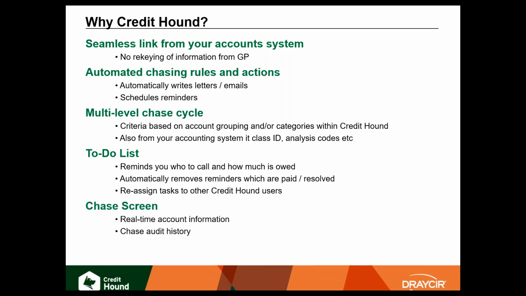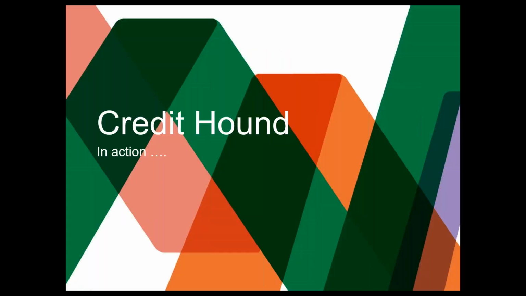And the other great thing about Credit Hound is it has a chase screen that can give me a bird's eye view of that account and all of the transactions that are outstanding. I'm a credit controller. I only care about what's outstanding. I'm not bothered about anything else that's paid. But also what I need to see is a full chase history of every transaction, everything that I've done against each individual transaction. And that's what that chasing screen will give me.